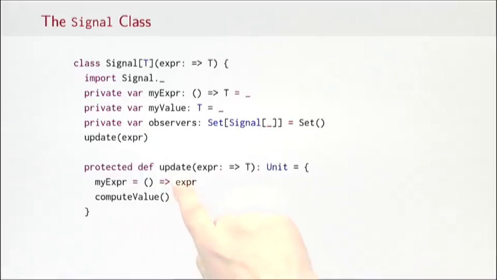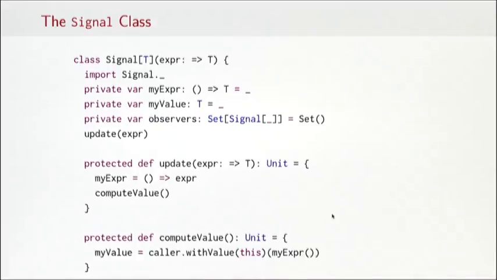So the update method gets called during the initialization of a signal and whenever somebody assigns a new value to the signal. It takes the expression to evaluate the new signal, assigns it to myExpression, and computes the current value of the signal. So we have to look at compute value next. Here it is. For now, we use a simplified version of compute value. There will be more to add later, where compute value simply evaluates the current expression with the current signal as the caller and assigns the result into myValue.